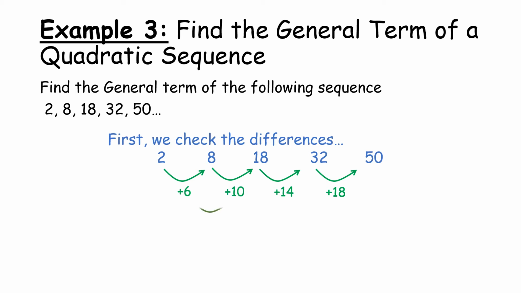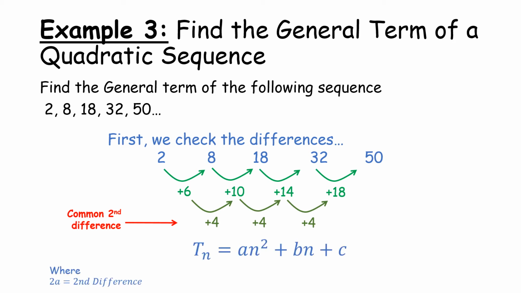Let's check our second differences. Add 4, add 4, add 4, and yes, we do have a common second difference. Therefore, it is quadratic. This is not a waste to do, because you look at it and say, oh, well, it's definitely not linear, because we need to have that common second difference anyway. So we're going to use this formula, Tn is equal to an squared plus bn plus c, where 2a is the second difference.